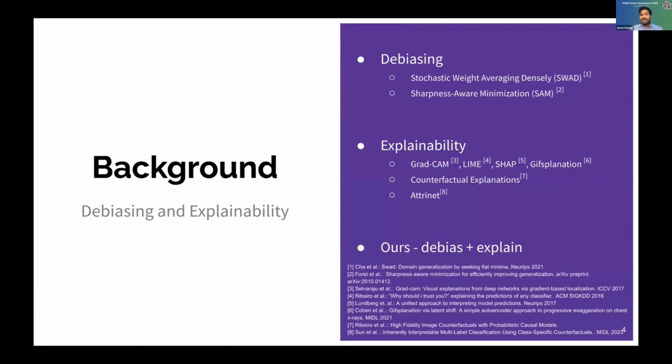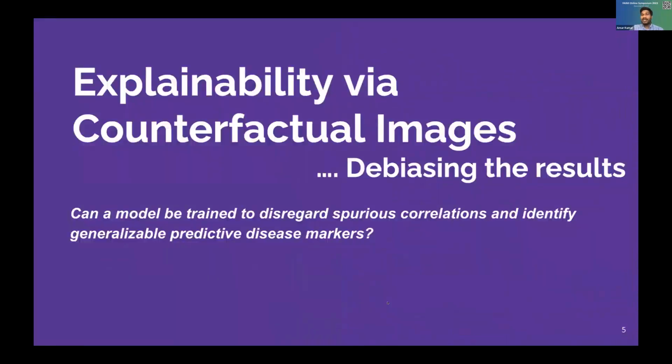In summary, what we are trying to do is to debias and explain at the same time. So we are proposing an end-to-end framework where we debias the dataset as well as explain, to ensure that the model, while making the decision, is not latching onto any spurious correlation, but rather onto the disease pathology. So the approach that we have is to answer these questions: explainability via counterfactual images, and debiasing the results that we have. So the core of this work is to answer this question: can a model be trained to disregard spurious correlation and identify generalizable predictive disease markers?